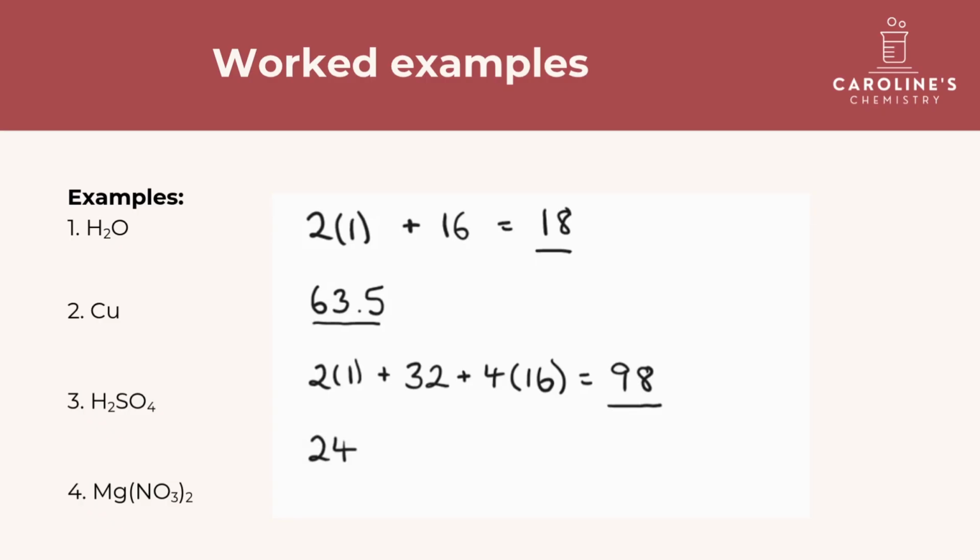And then here we need to take into account the brackets. So the magnesium, first of all, just one of those, that's 24. Then we have to times everything inside the bracket by that 2. So therefore we have 2 nitrogens, 1 inside the bracket times by the 2 outside, so 2 in total. Add that to 2 lots of 3 oxygens, so that's 6 oxygens, 6 lots of 16. Add all of those together and we get 148 as our answer.